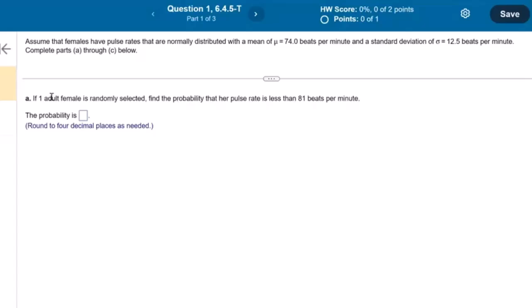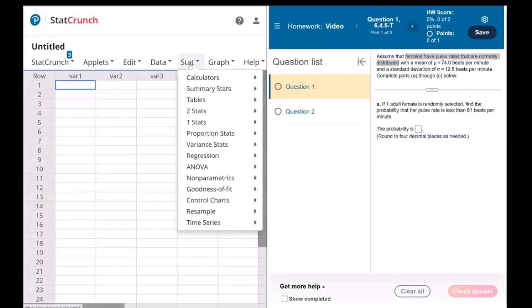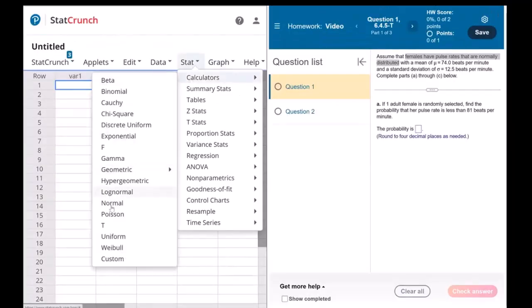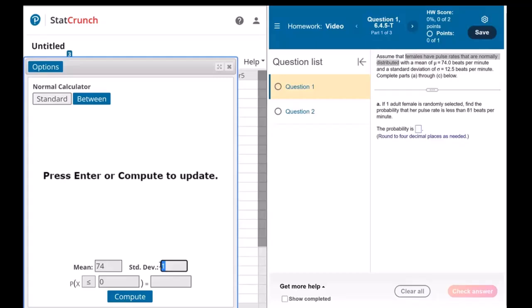We can just use our regular normal distribution because we know that this is normally distributed. Females have pulse rates that are normally distributed, and I'm only picking one. Stat, normal. My standard deviation is 12.5. And I want to find the probability that her pulse rate is less than 81 beats per minute.